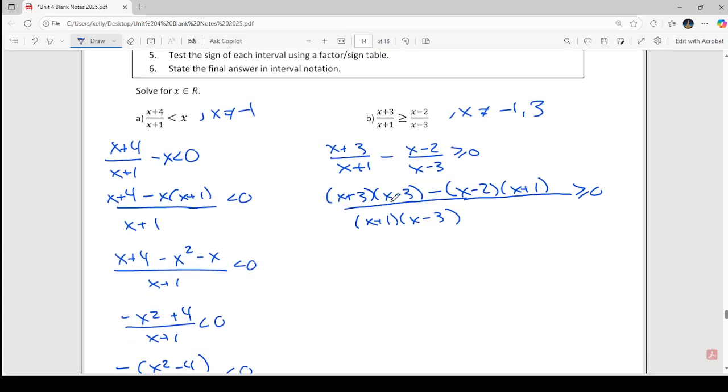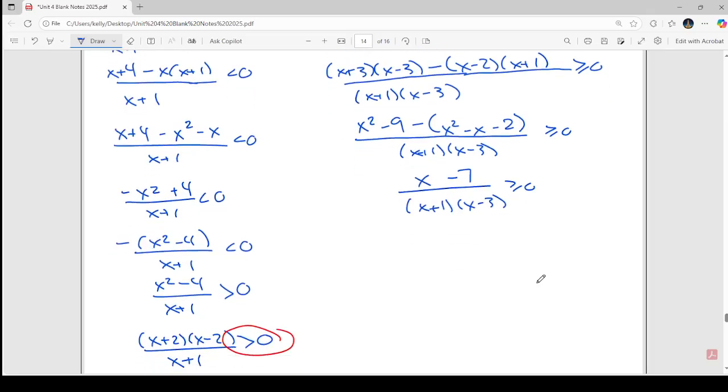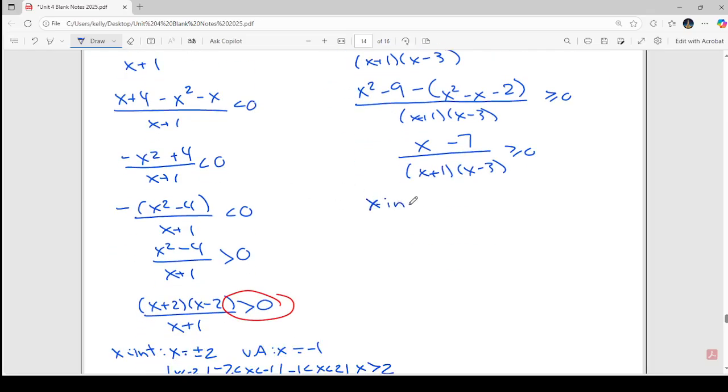So I'll start by FOILing out my brackets, x squared minus 9 minus, and I'm going to just do this FOIL in brackets. So x squared minus x minus 2, all of this over (x plus 1)(x minus 3) greater than or equal to 0. So I'll have x squared minus x squared, and I'll have x minus 7 over (x plus 1)(x minus 3) greater than or equal to 0. All right, so to analyze this, the x-intercept is 7. We have VAs at x equals negative 1 and 3.